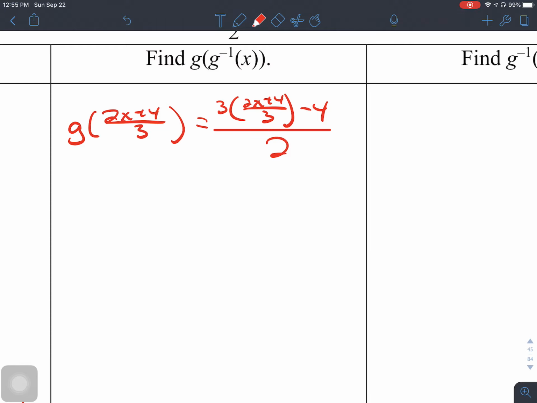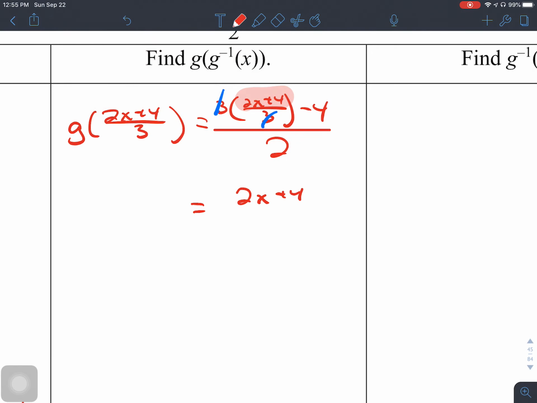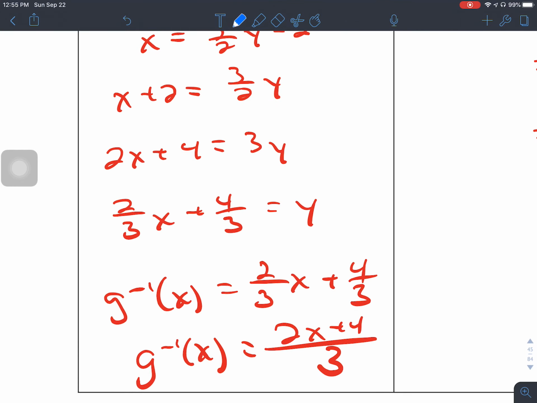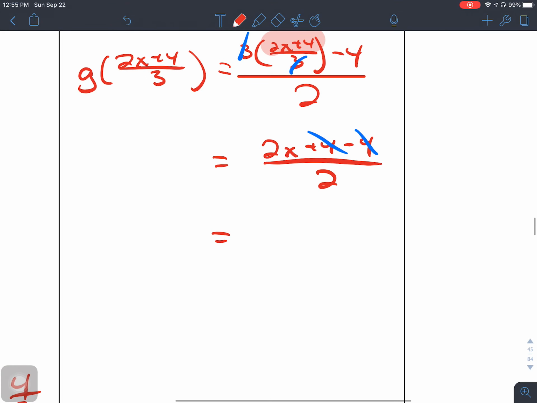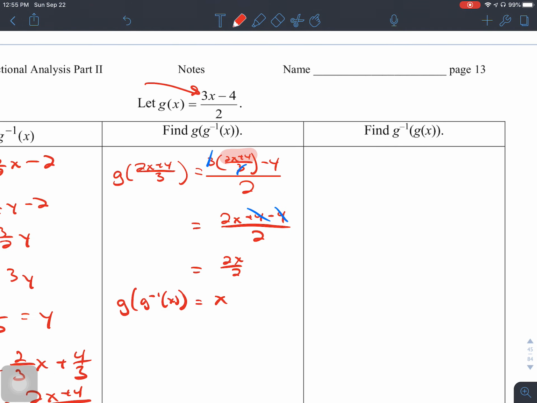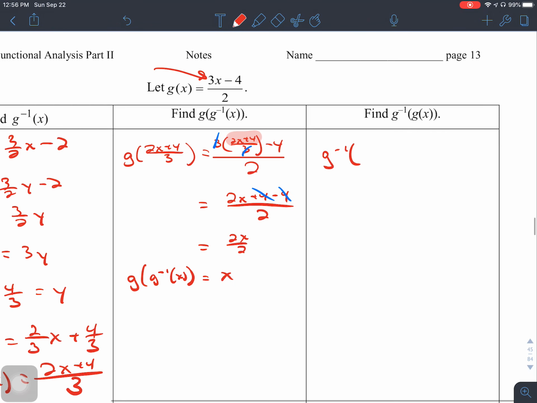Now we are taking 2x plus 4 and we are multiplying it by 3 and dividing it by 3. So those are inverse operations, they cancel. So we get 2x plus 4 minus 4 over 2. Plus 4 and a minus 4, inverse operations, they cancel. Then I'm going to get 2x over 2. That reduces to x. That's interesting. g of g inverse of x is just x. Weird, wacky stuff. Now g inverse of g of x, where g is 3x minus 4 over 2.